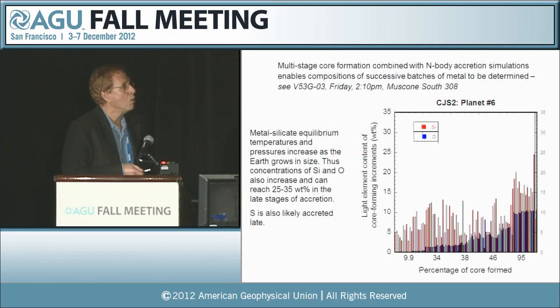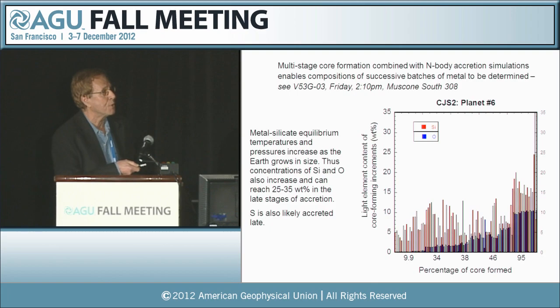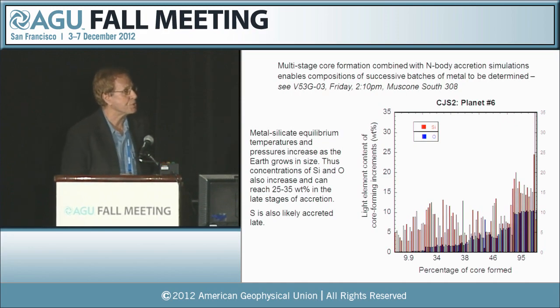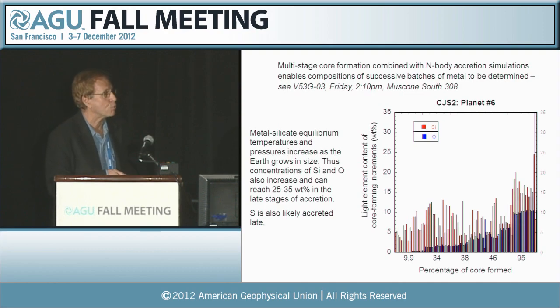Okay, so I'm working on a project with Morbidelli and others at the moment to combine a multi-stage core formation model with N-body accretion simulations. So we can monitor the accretion of a planet from these simulations, and we assume that every impact between that body and a planetesimal or an embryo results in a stage of core formation. And we use a mass balance combined with element partitioning to determine the compositions of the silicate and the metal involved in such equilibration.